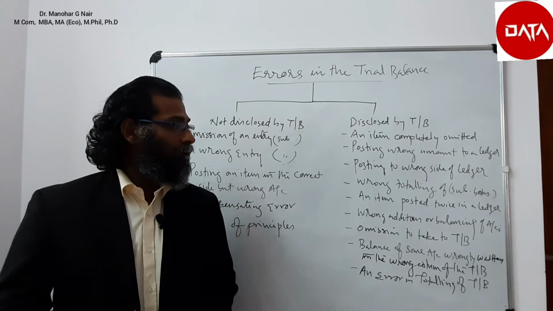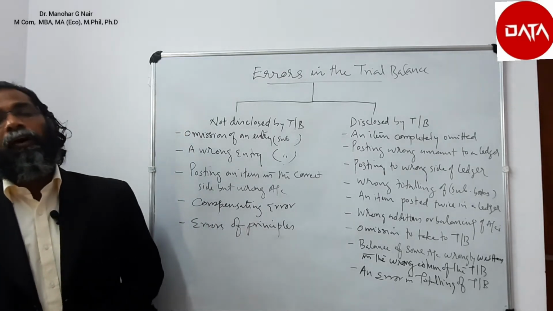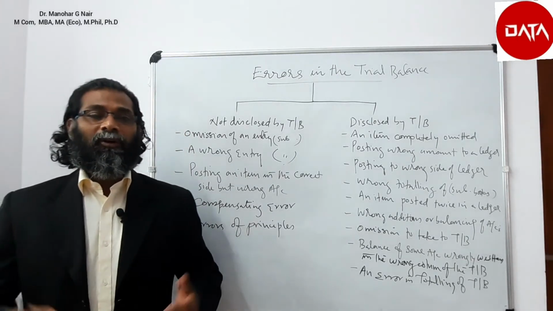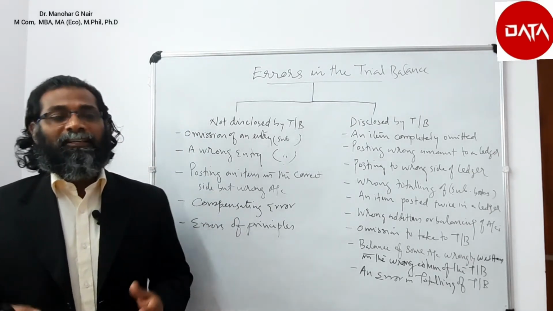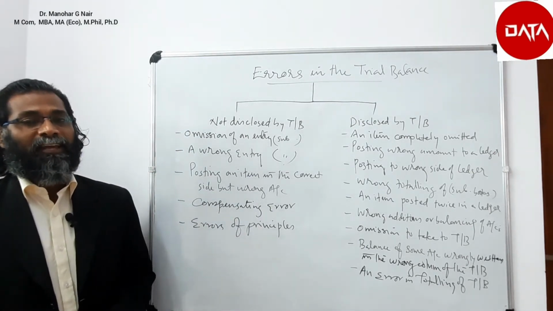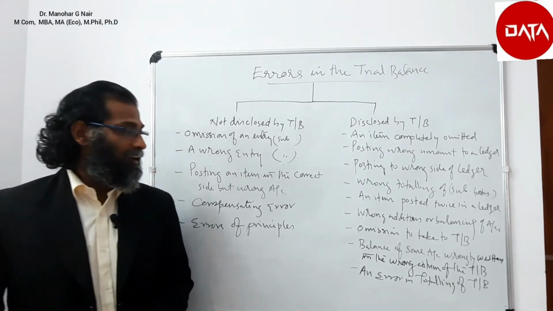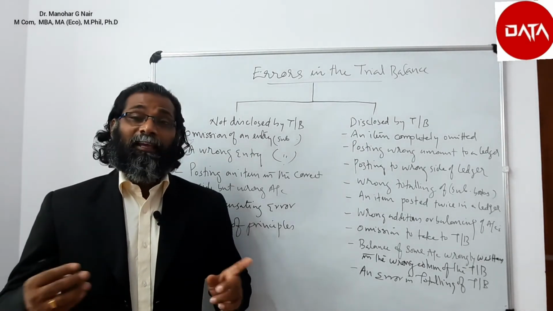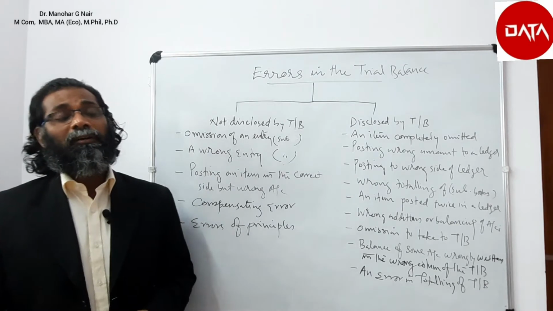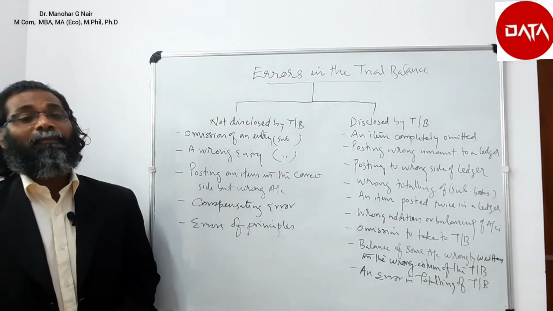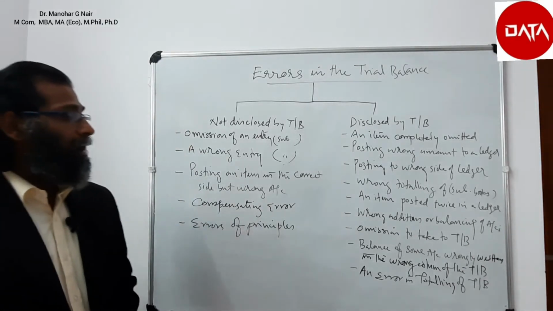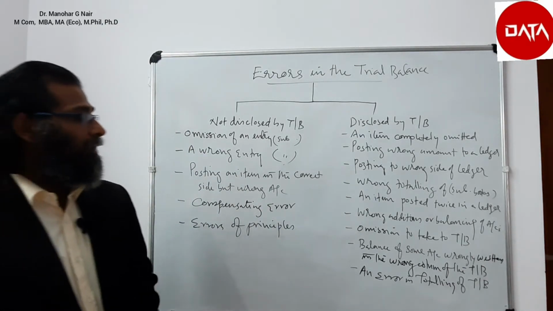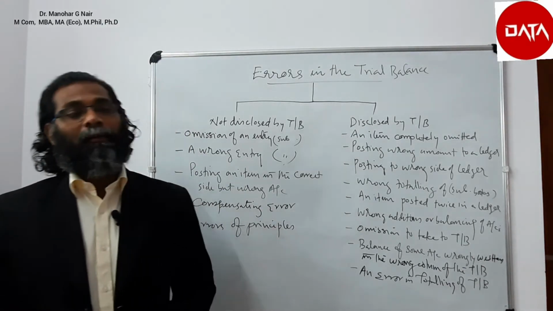Then wrong addition or balancing of the ledger or books of account. In the totaling and balancing process, if it is wrongly done, if there is a mistake, that will be reflected in the trial balance. Then if some balance is not taken to the trial balance, that also will make some difference. Then the balance of some account wrongly written in the wrong column of the trial balance.